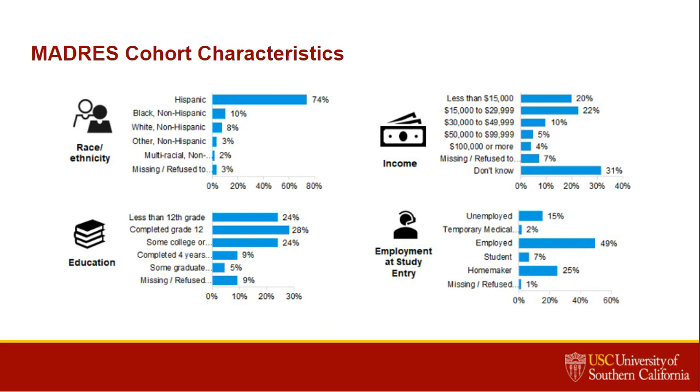About 75% of our study participants are Hispanic or Latinx, about 10% are non-Hispanic Black, 8% are non-Hispanic white, with a handful of other groups represented in our cohort. Our families come from very low-income households, with over 40% having an annual household income of less than $30,000 per year, and many of our mothers are not aware of their family income levels. Over 50% of our study participants have at most a 12th grade education, and about 50% were employed during the pregnancy when they enrolled.